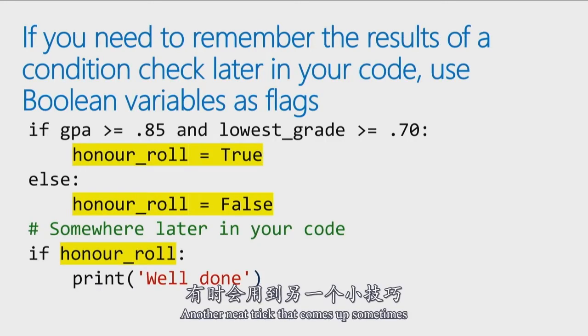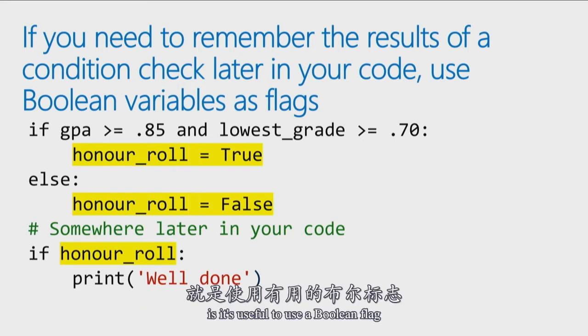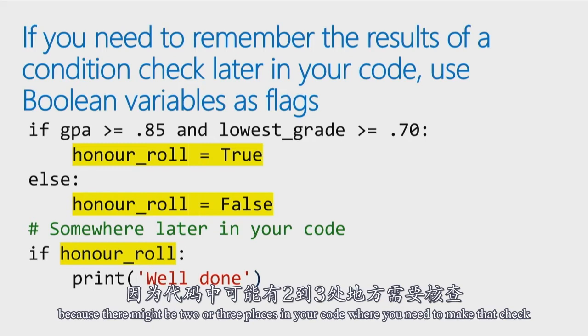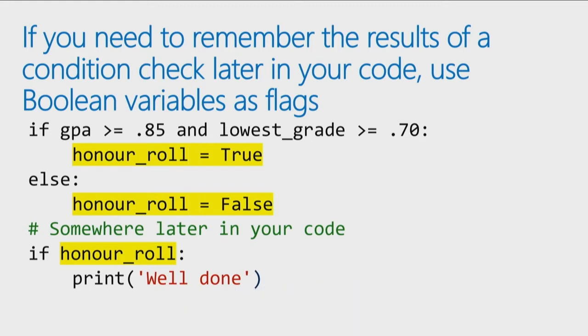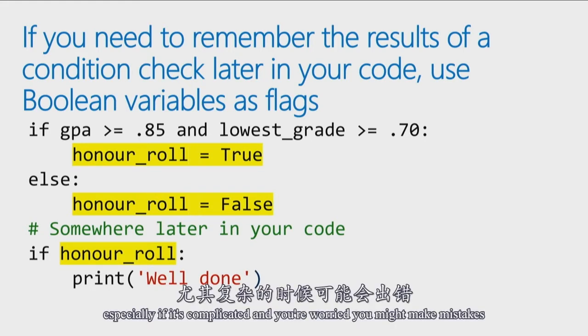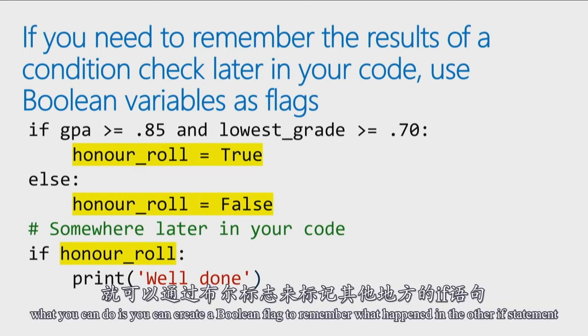Another neat trick that comes up sometimes, especially when you get to really complicated if statements, is it's useful to use a Boolean flag, because there might be 2 or 3 places in your code where you need to make that check. So rather than writing the same if statement 2 or 3 times, especially if it's complicated and you worry you might make mistakes, or even just for readability, what you can do is you can create a Boolean flag to remember what happened in the other if statement.